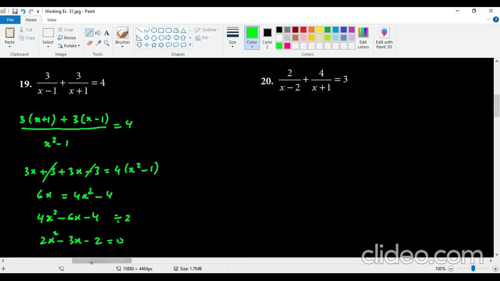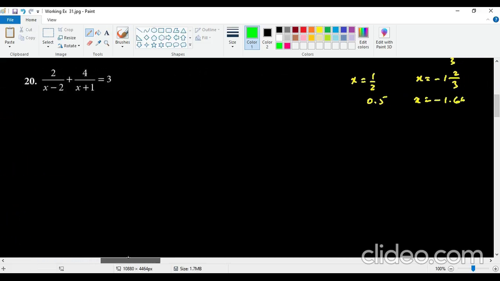Moving on to question number 20. In here, we are going to cross multiply, and solve the fractions first. So 2 is going to be multiplied by x plus 1, and 4 will be multiplied by x minus 2, and down below you can just write as it is, x minus 2 and x plus 1 equals 3.